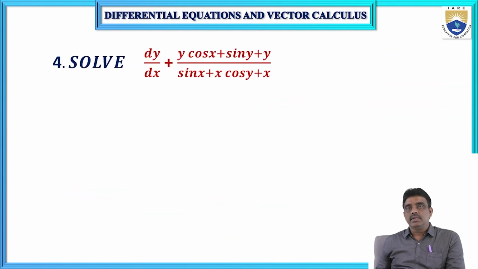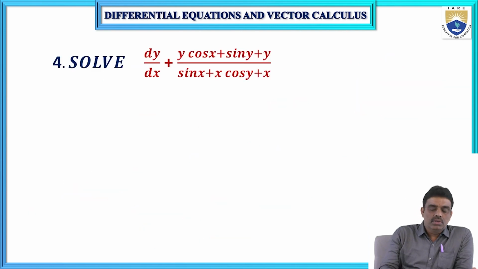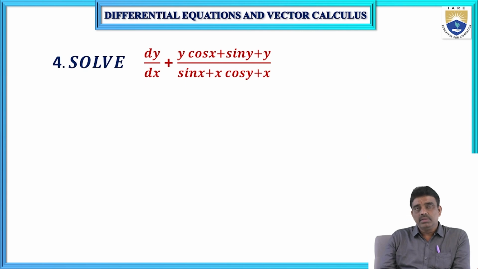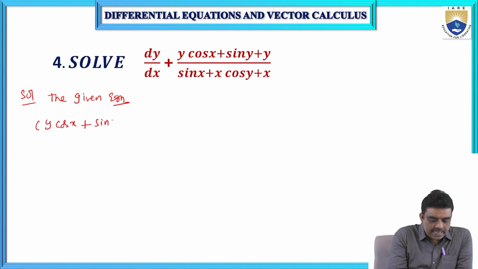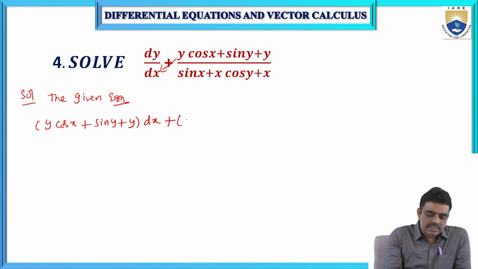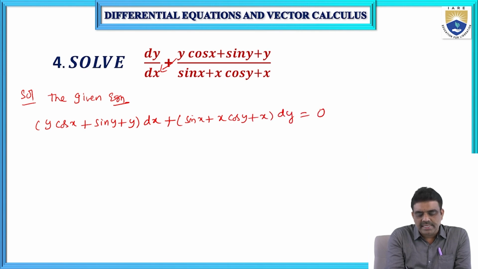I will give the idea, or I can solve this. It's very simple. The given equation can be written as (y cos x plus sin y plus y) dx, so I'm writing this into this side, plus (sin x plus x cos y plus x) dy is equal to 0.